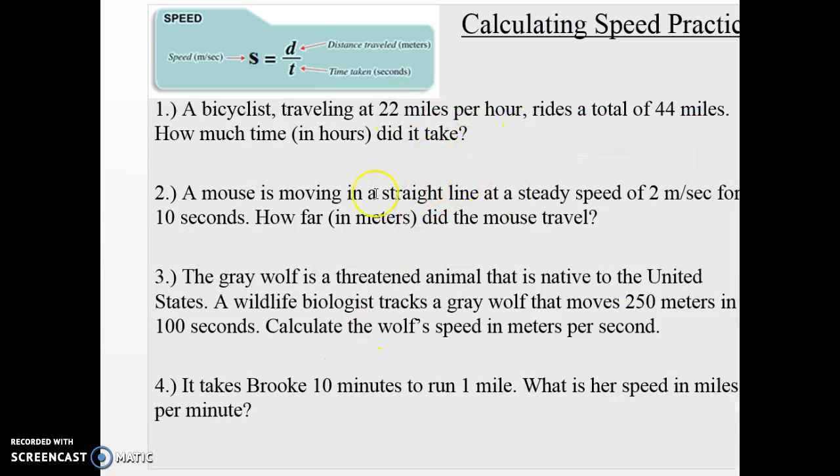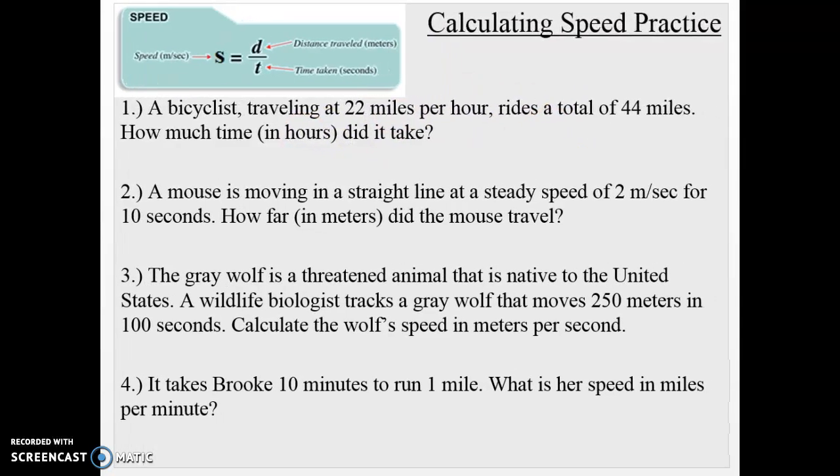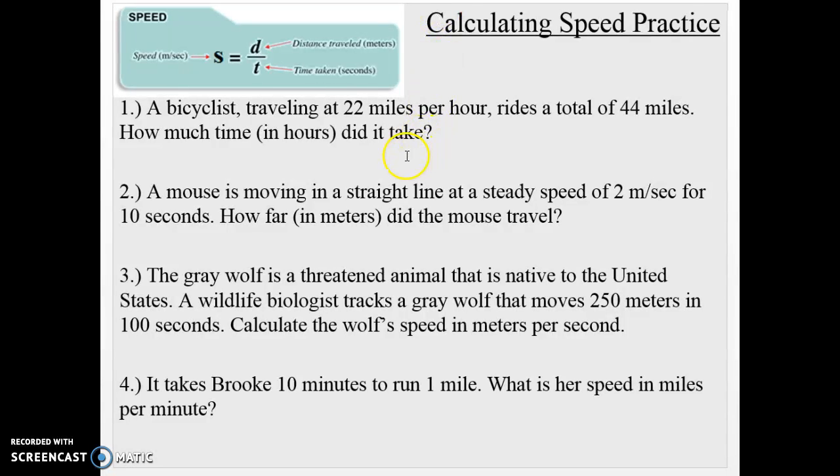Okay, here are some more practice problems for you. So here it says a bicyclist traveling at 22 miles per hour rides a total of 45 miles. How much time did it take? So you're solving for the time. Remember, when you manipulate the formula, your formula for time is now distance divided by the speed.